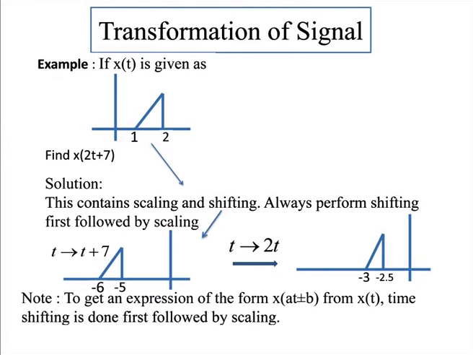So, to get an expression of the form x(at ± b), it means either we are delaying the signal or advancing the signal, and we are scaling by a, then time shifting is done first and then followed by scaling.